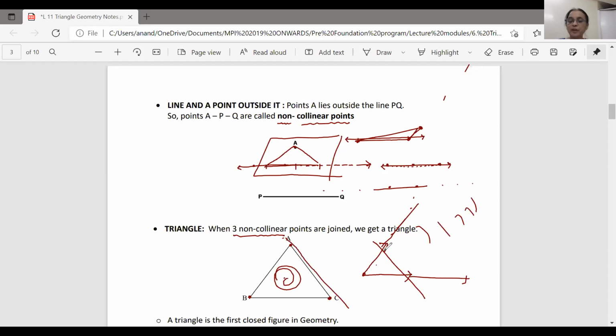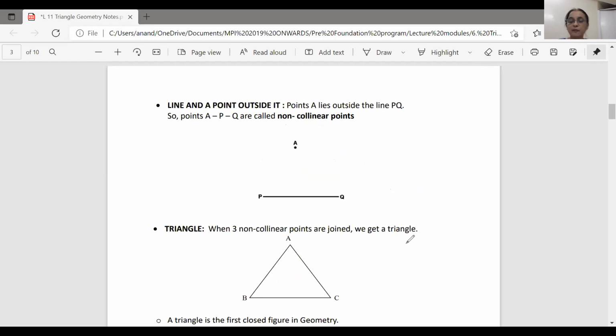Then we know we have square which has 4 sides, pentagon will have 5 sides, hexagon will have 6 sides. I can draw a figure with 10,000 sides. No limit. But minimum how many sides needed for a closed figure? 3. Such a figure which is formed by using 3 non-collinear points, we call it a triangle.